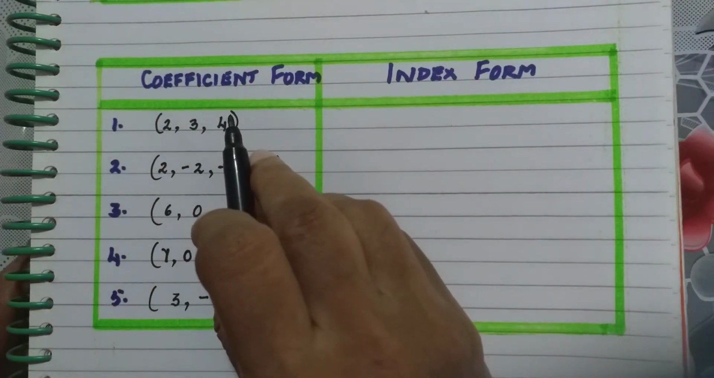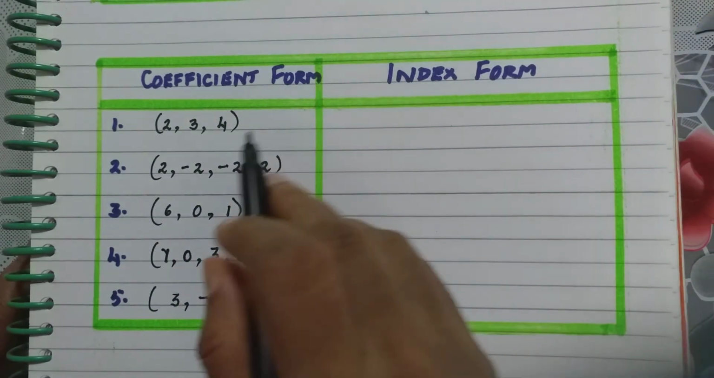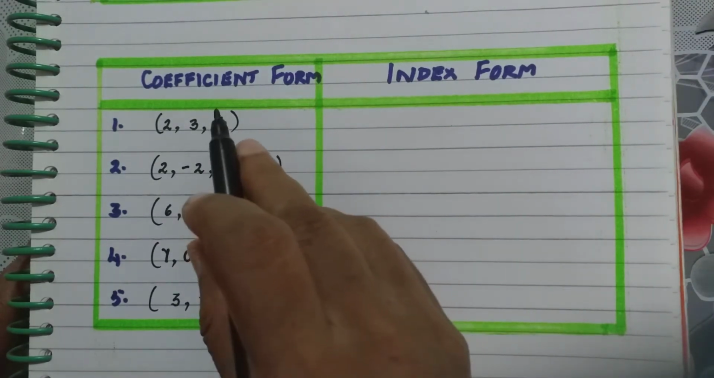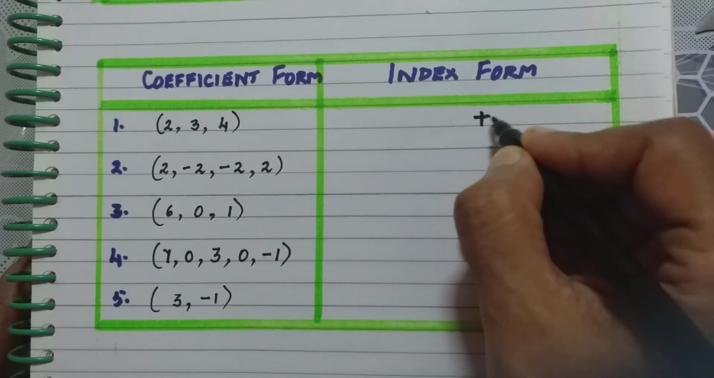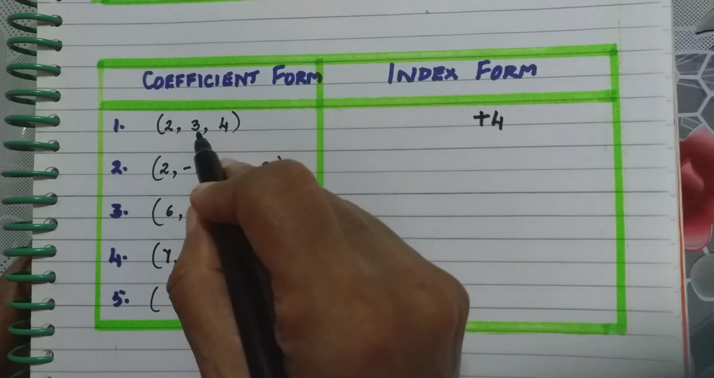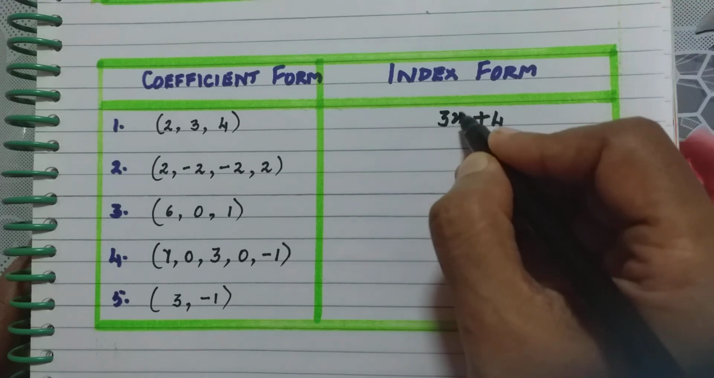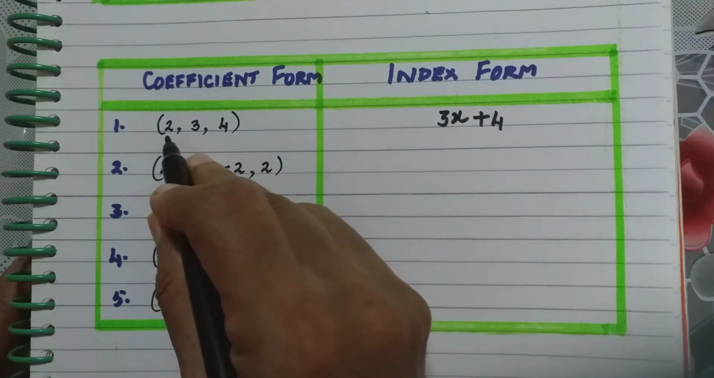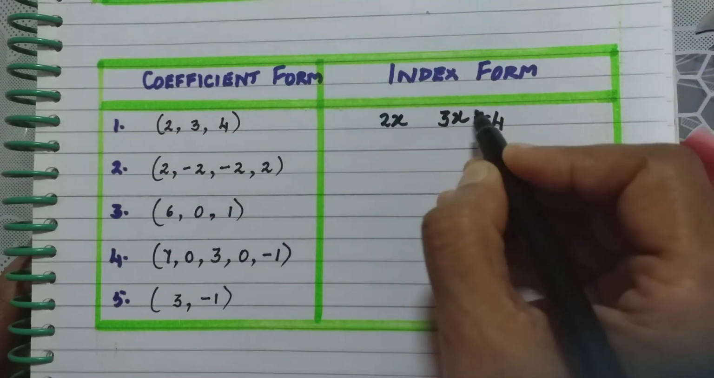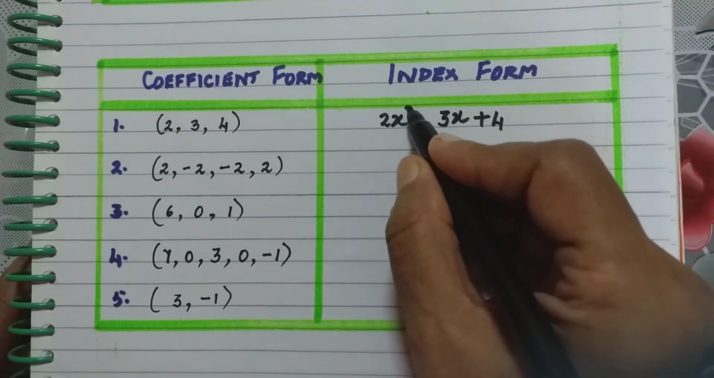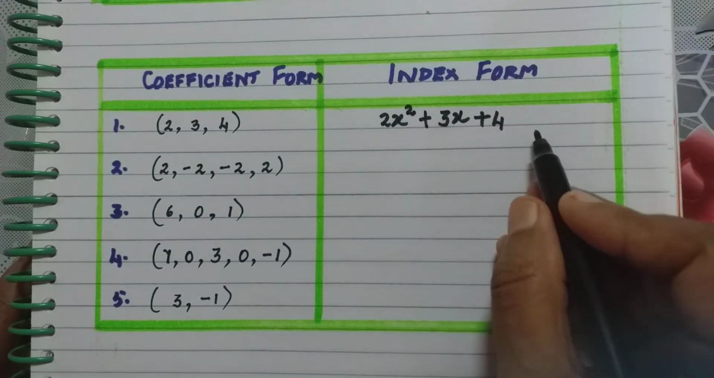Now what we see, how to convert the coefficient form to the index form. So this 4 will be the constant number. We can write from the last one. So we have here plus 4. Here this will be 3x. So you have here 3x. This is what? 2x. This was x raised to 1, so this will be x raised to 2. So 2x square plus 3x plus 4.